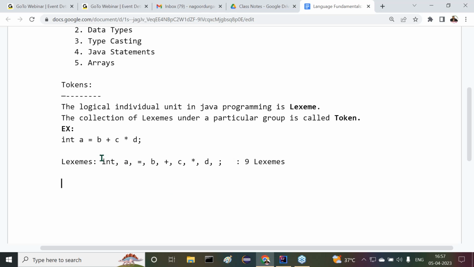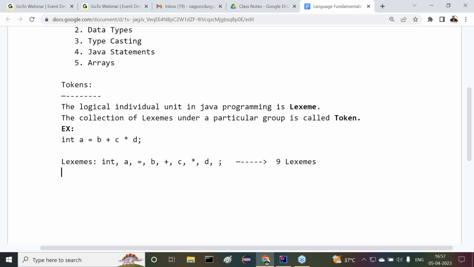So here, all these are logical units only in a programming, up to this part here. I think this colon is not available here; just for the sake of separation, I have written it. Overall, how many lexemes are available here? Nine lexemes are available. Got it or not? Okay, fine. This is completed. Then after this, tokens.